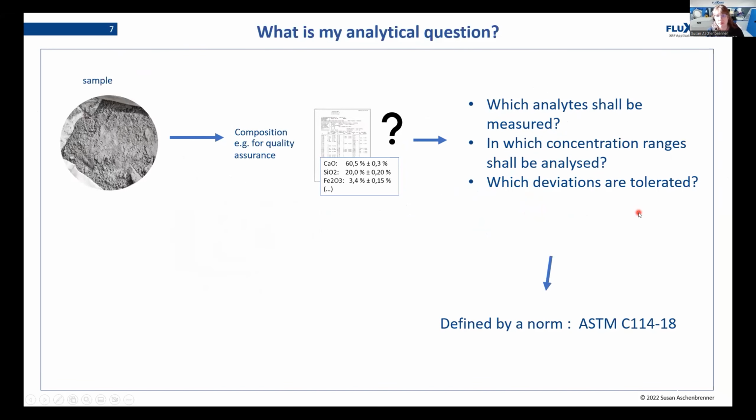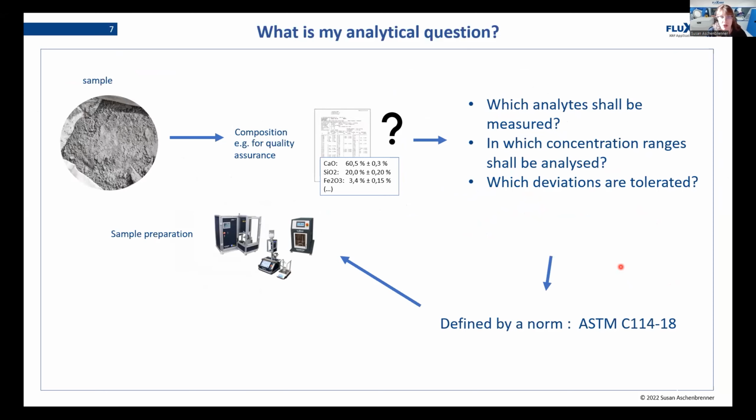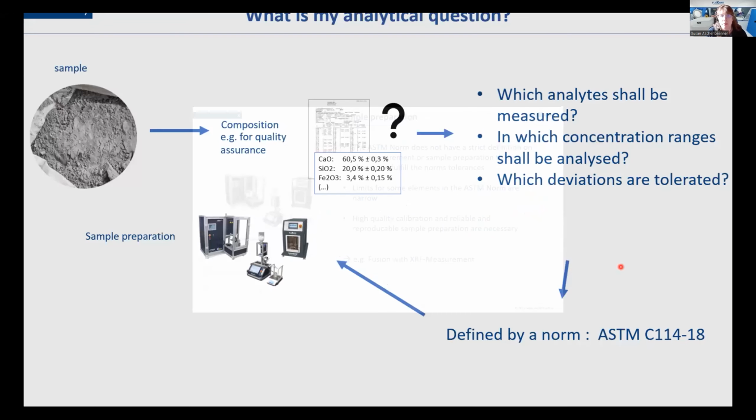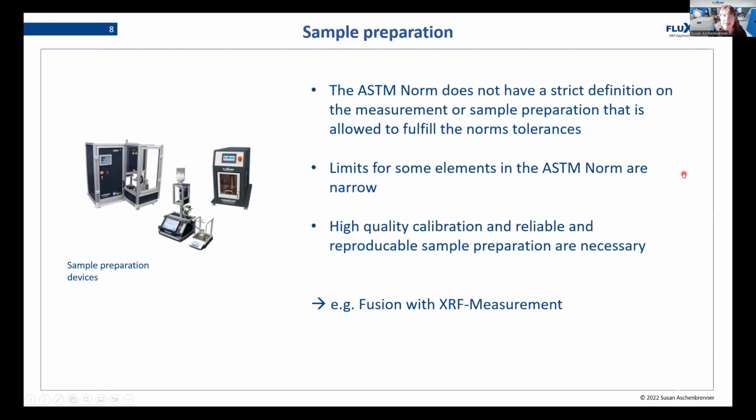Coming back, we said, okay, we know which analytes, we know which deviations are allowed. This is all defined in the norm in the very first table. What now? Next step is we have to decide on sample preparation. In this case, the ASTM norm does not have a very strict definition, not on the measurement and not on the sample preparation that is allowed. It just says you have to fulfill the tolerances. They are giving some examples of methods that can be used, but they are not very strict there.